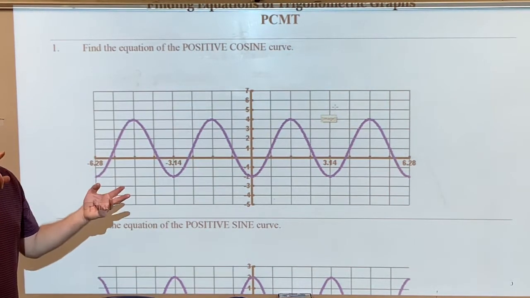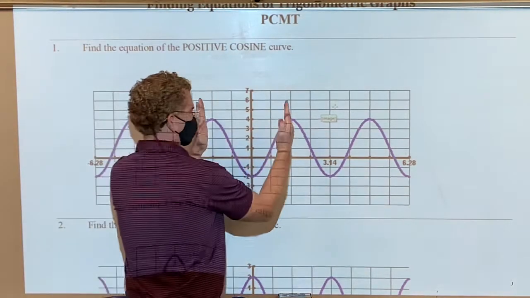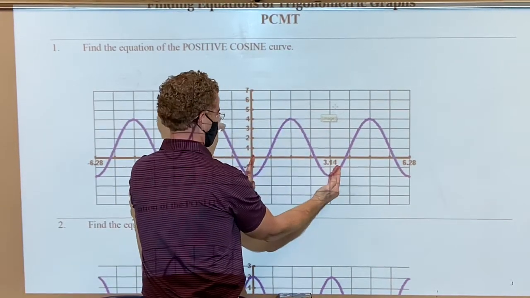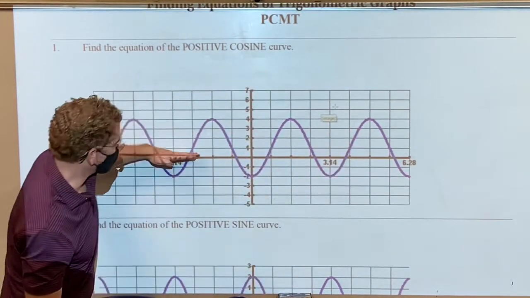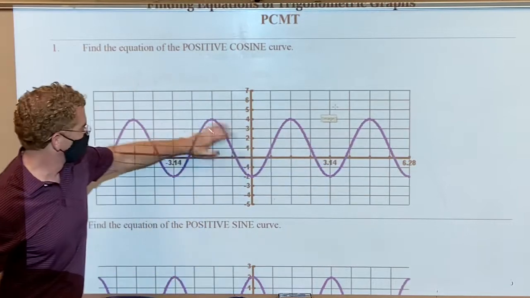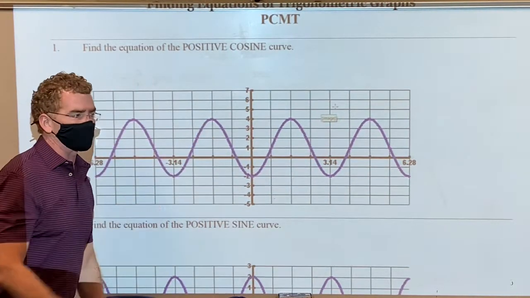But everything but the C value will be the same: the A value, the D value, and the B value, because the period's not changing, right? 4 ticks, 4 ticks, 4 ticks, 4 ticks. No matter what you do, it's 4 ticks. The D value is not changing. The up and down 3 is not changing. But the phase shift could, and the phase shift would be affected by that C.